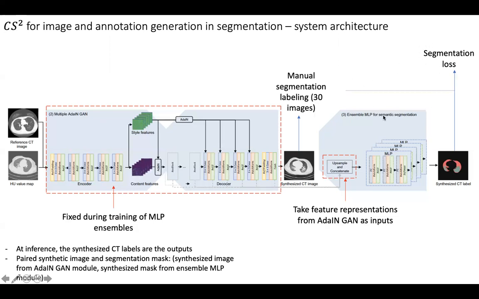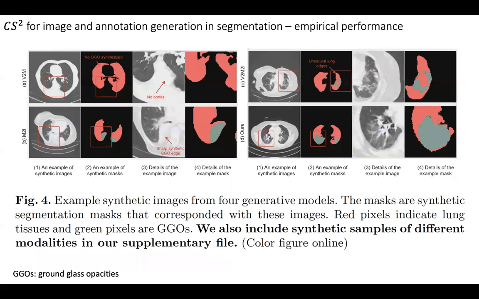Once the whole system is trained, we can use this segmentation mask model to generate this segmentation mask. Then we get the synthesized CT images and also the synthesized segmentation masks. We can then have a synthesized image segmentation data set. So here is an illustration of the segmentation performance. If we look at the plot in figure D, we can see it achieves pretty good segmentation performance.